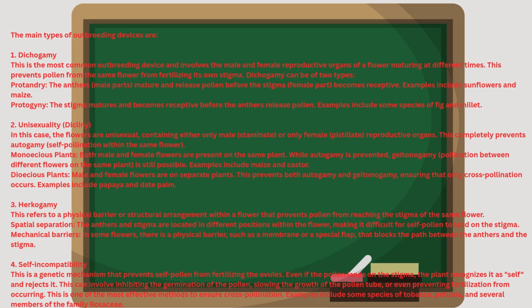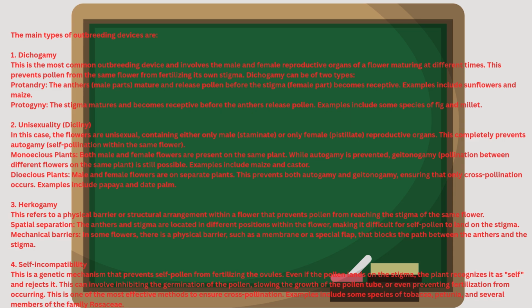Now here we'll see the second one, that is unisexuality, called dicliny. In this case the flowers are unisexual, containing either only male, staminate, or only female, pistillate reproductive organs. This completely prevents autogamy or self pollination within the same flower.